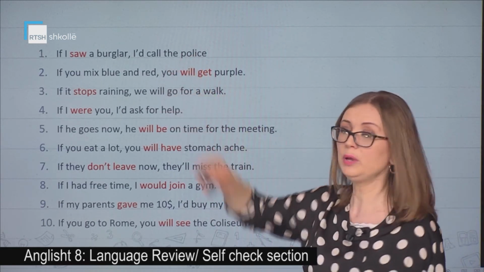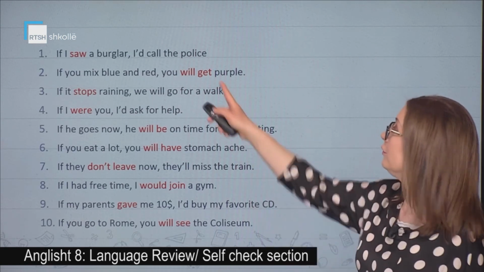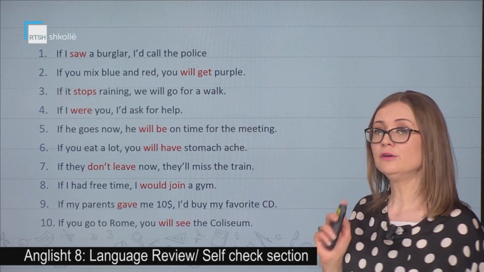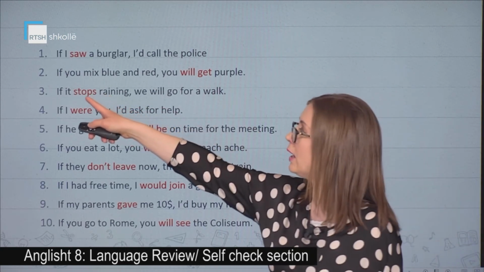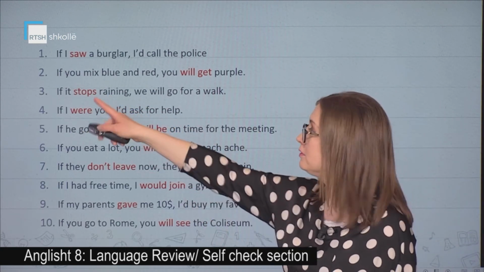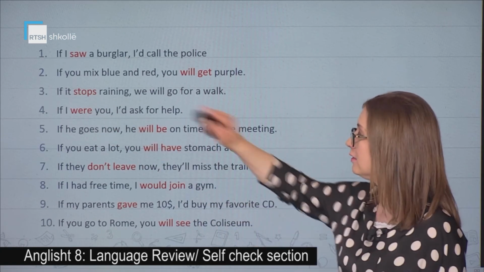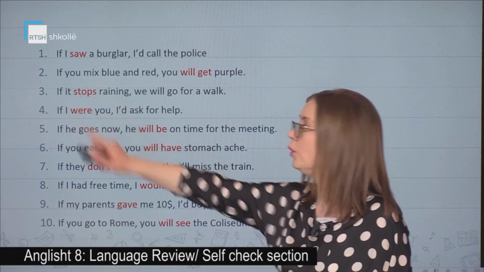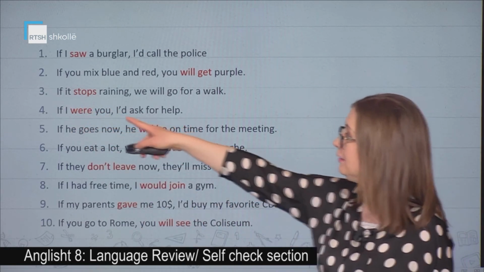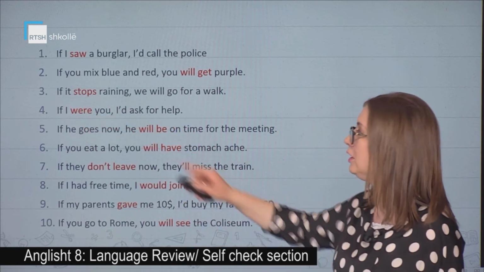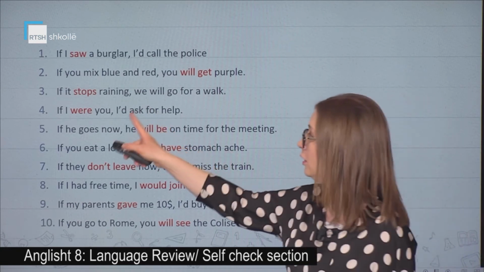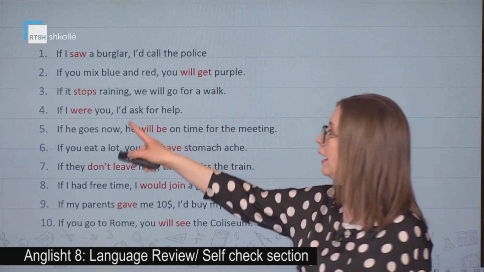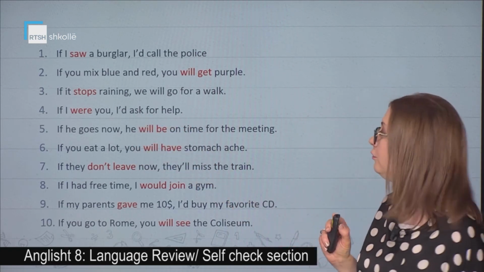So we have will plus the verb. In this case, we have here again first conditional. That is why we used stops. It's the present tense. We have second conditional. That is why we used were, the past tense of the verb. We have here the first conditional. It's the main part, the main clause. So that is why we use will plus the verb.